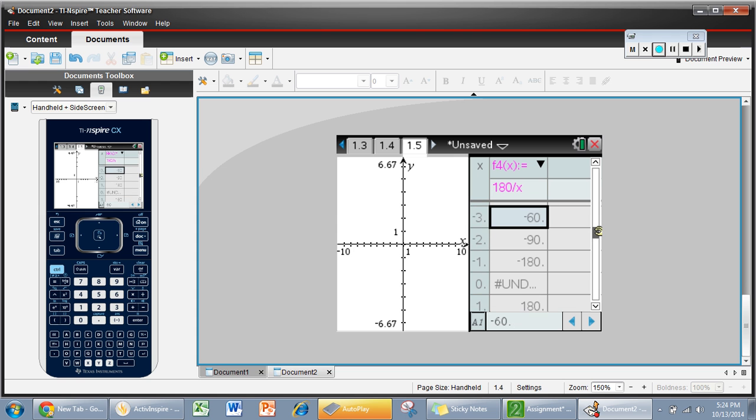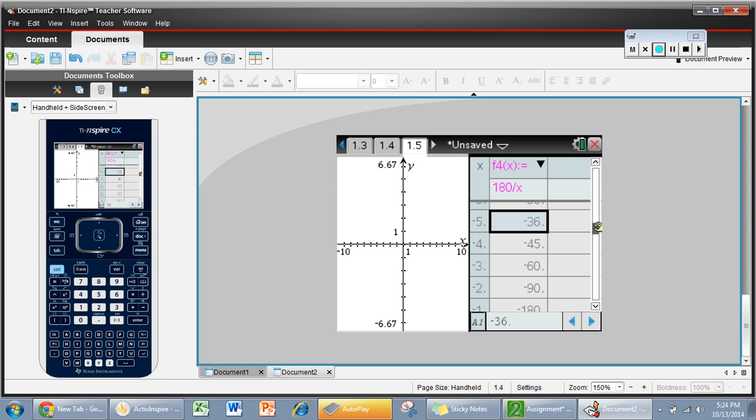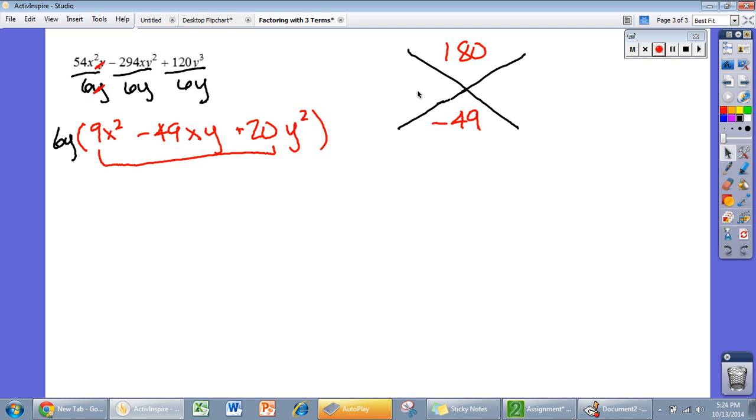So let's go back to my negatives. And here we are, negative 4 and negative 45. Those two are going to add up to what we need, that negative 49. Negative 4 and a negative 45. So my first term, 9x squared, is going to come down. My center term is breaking out into two parts.